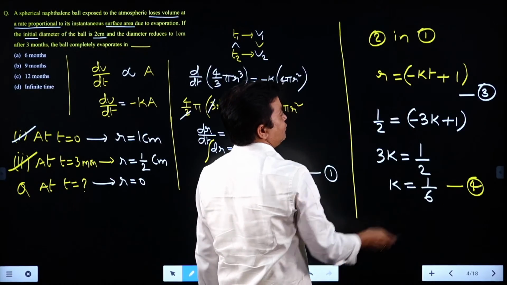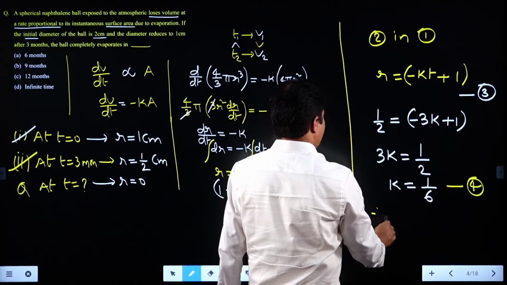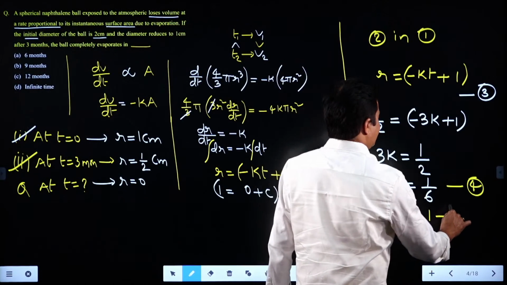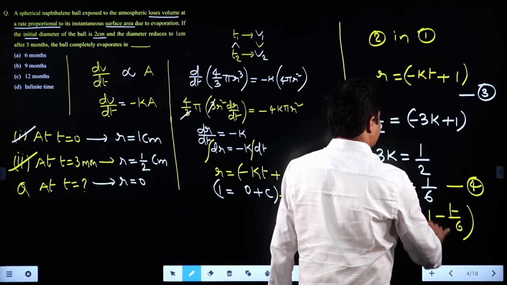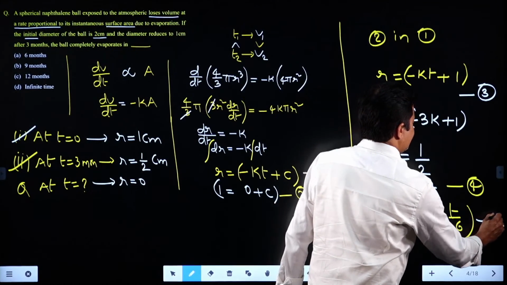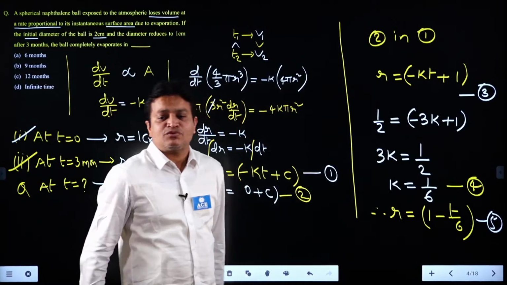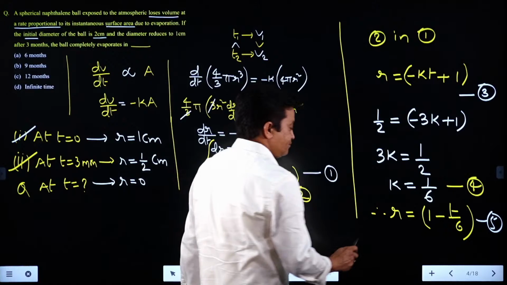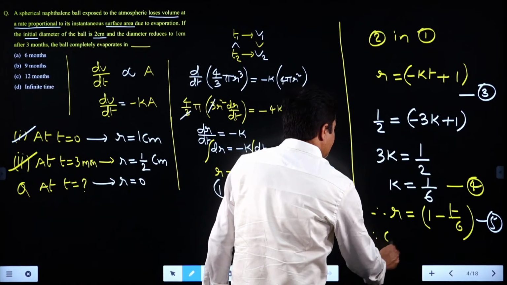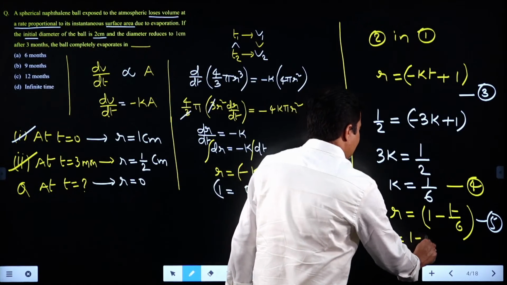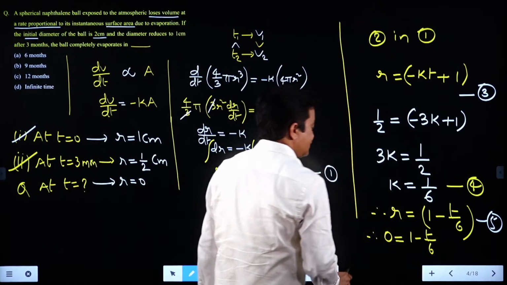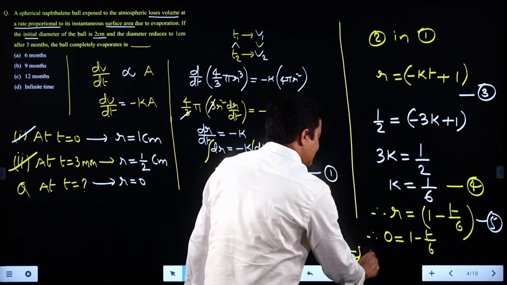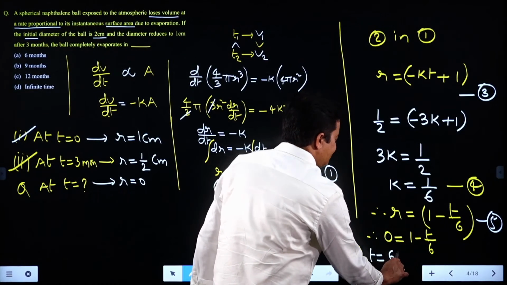Immediately substitute 4 in 3. Therefore, r equal to 1 minus kt, means t by 6. This is the final. Now, our question is what? R becomes 0 at what time? Put r is 0. Therefore, 0 equal to 1 minus t by 6. That means t by 6 equal to 1. That means t equal to 6. 6 means 6 months.